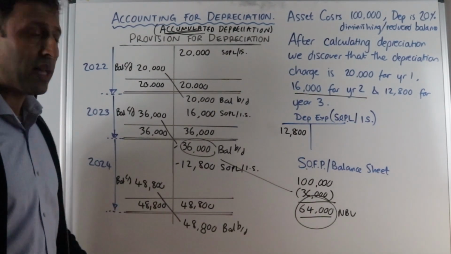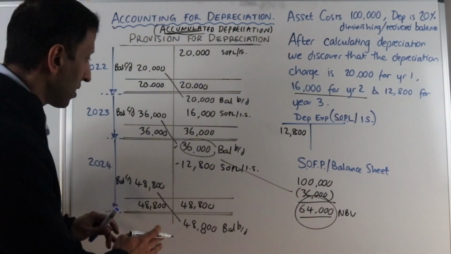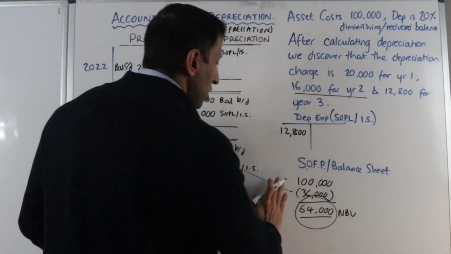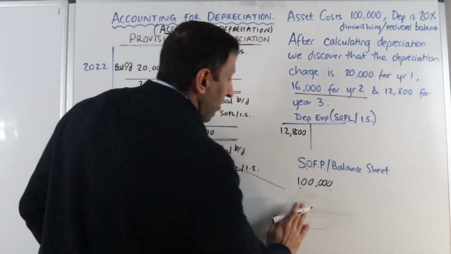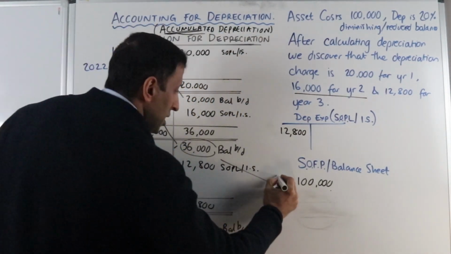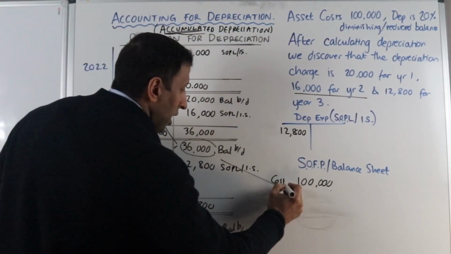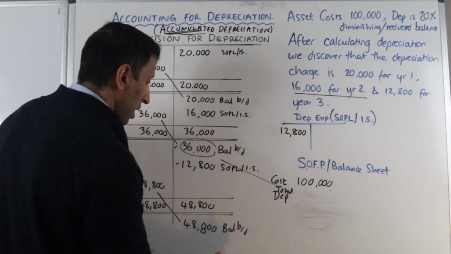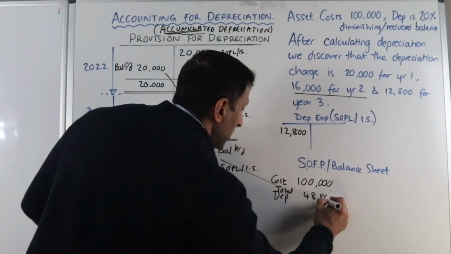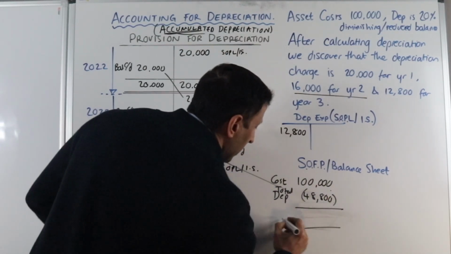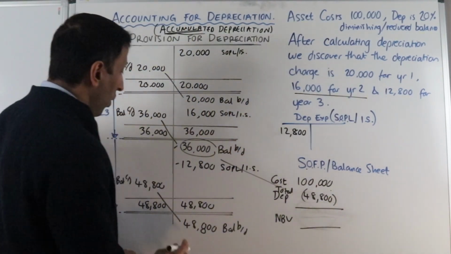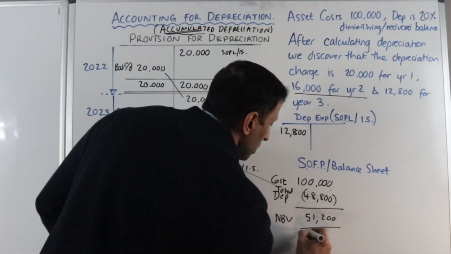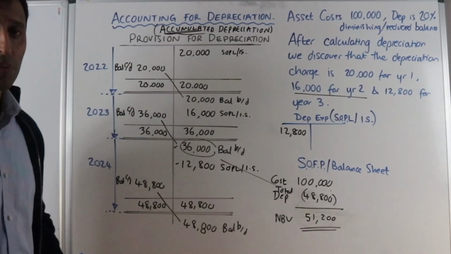And then the value at the end of all of this, at the end of the third year, so we've got year 1, year 2, year 3, at the end of that year, if we were to do a statement of financial position extract, the cost is still and always will be 100. The total depreciation is 48,800, and we take that off, and then the net book value at the end of all of this, at the end of 3 years, would be 51,200, and that would go in the statement of financial position.